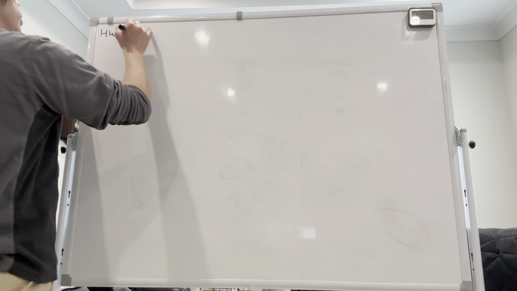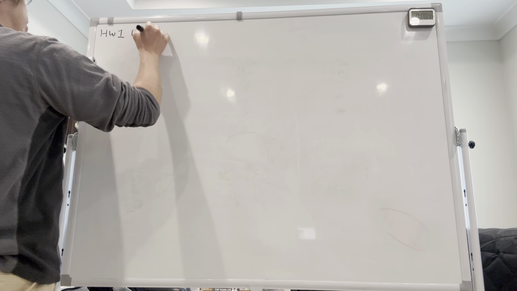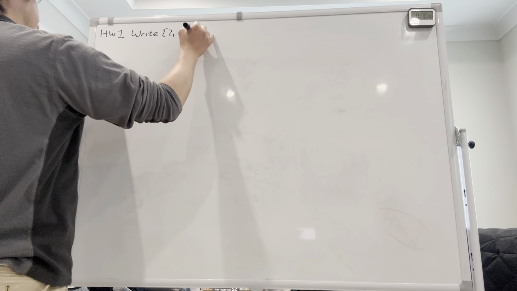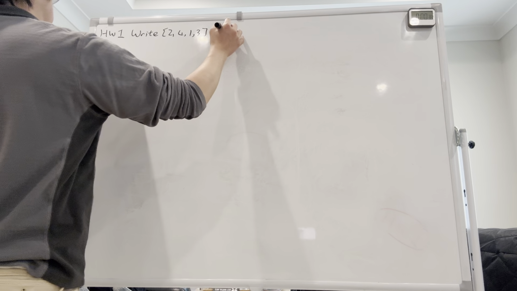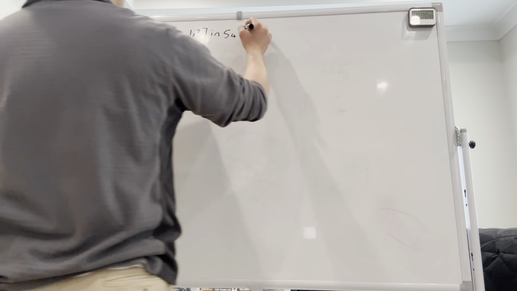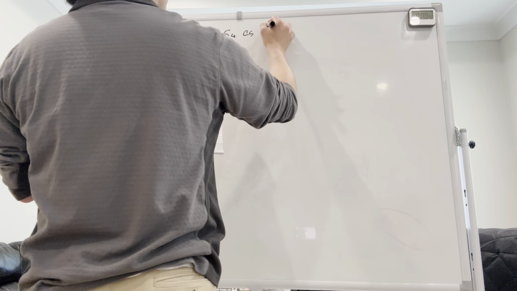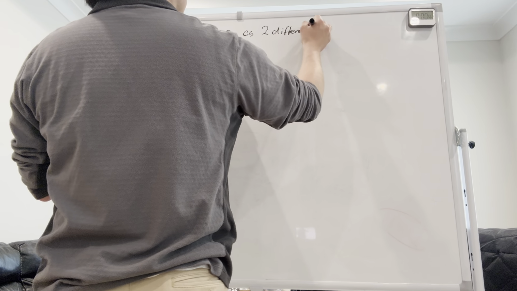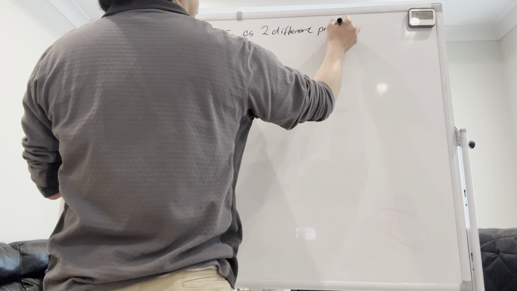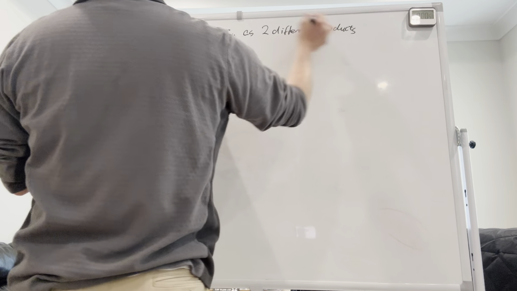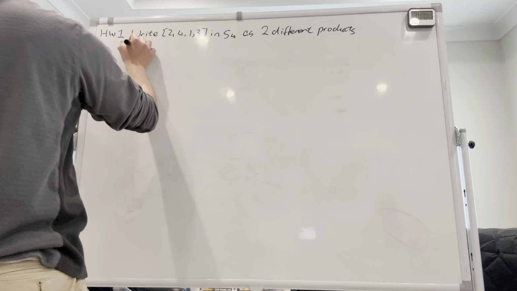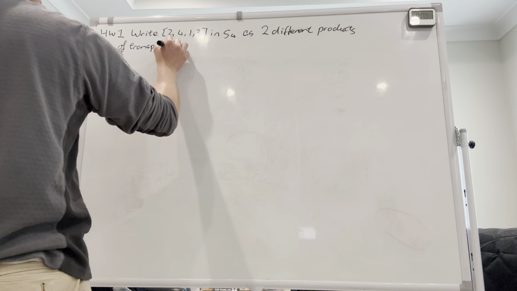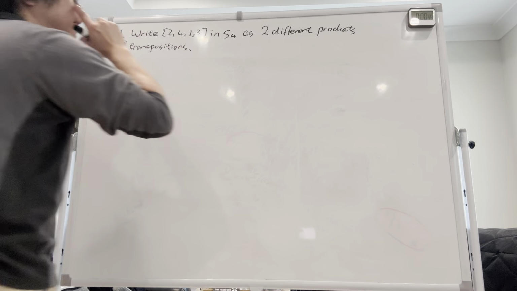So the first one is: write 2, 4, 1, 3 in S4 as two different products of transpositions. There are many, many different ways of doing it, or have the answer, but I'll tell you how I do it.